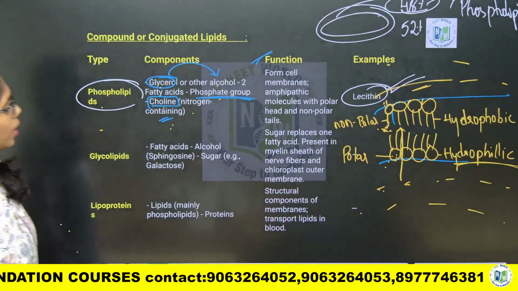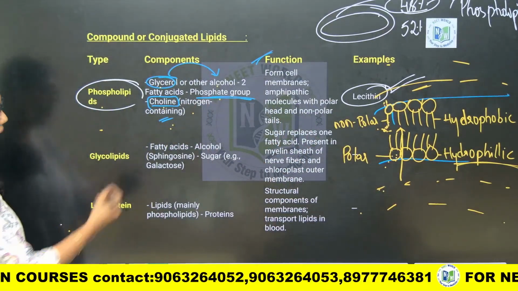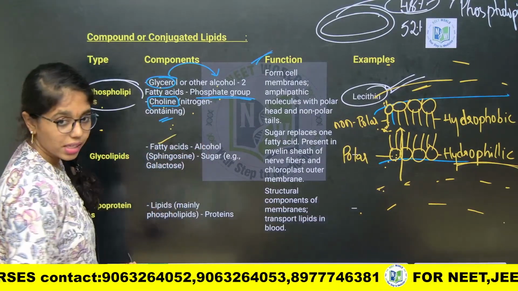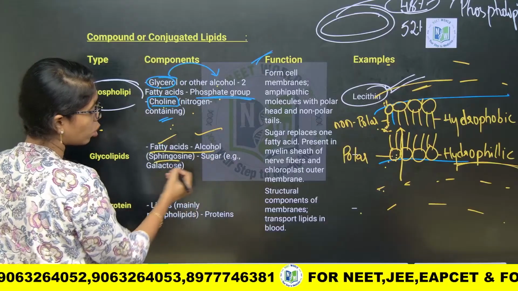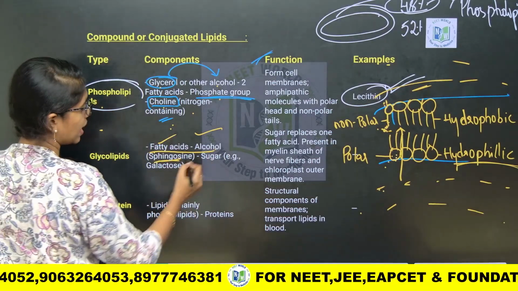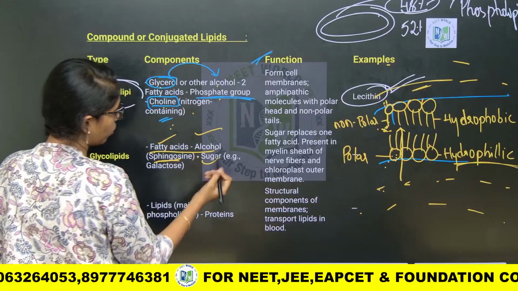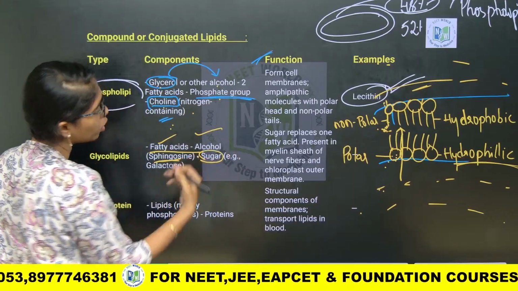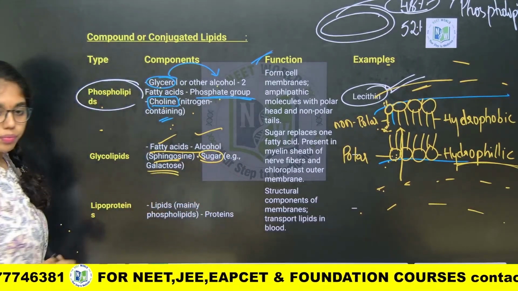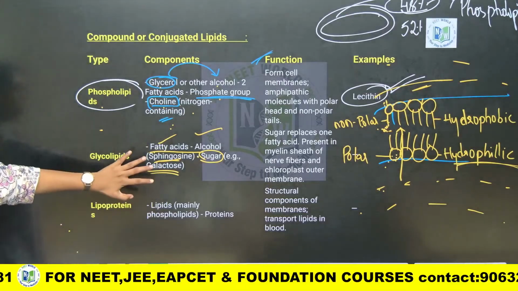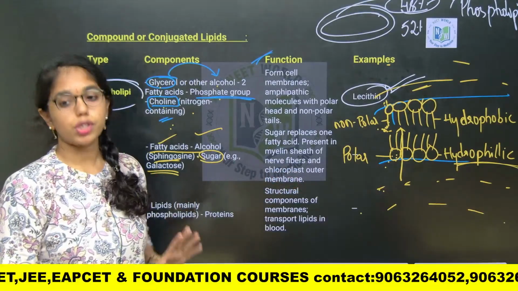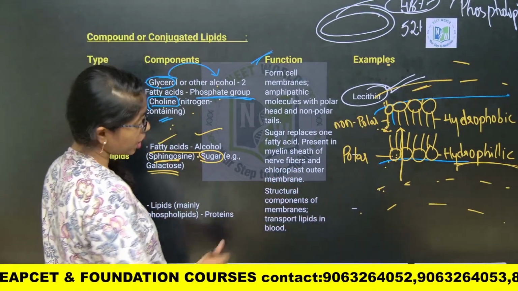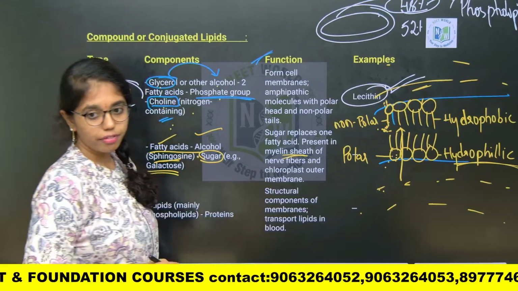Next, you see glycolipids. Glycolipids, what components do they have? Fatty acids, alcohol. Together we can call it what? Sphingosine. And along with this you will have sugar molecules. The sugar molecule can be glucose or galactose. So here how many components does it have? 3 components. These are mainly present in nervous tissue, especially in the myelin sheath of nerve fibers.